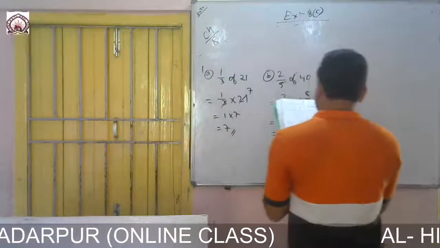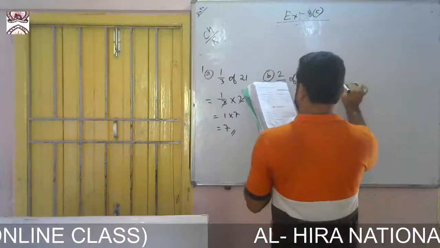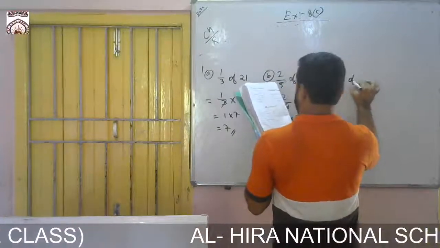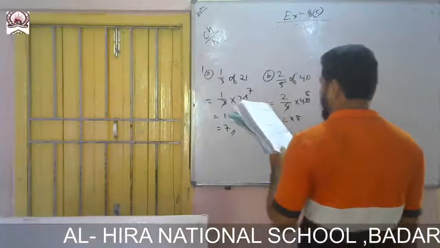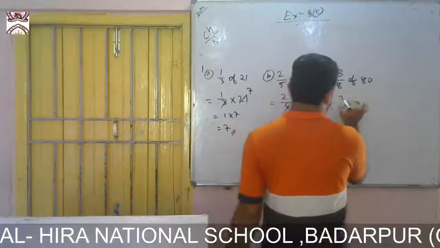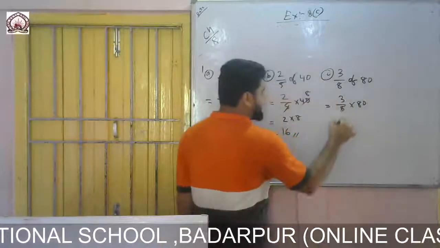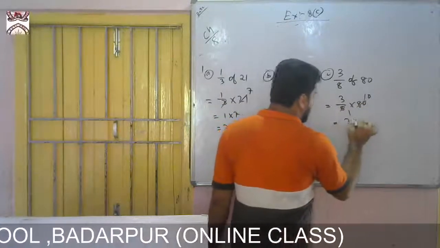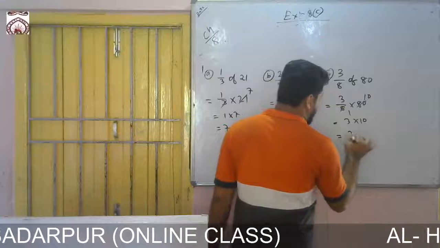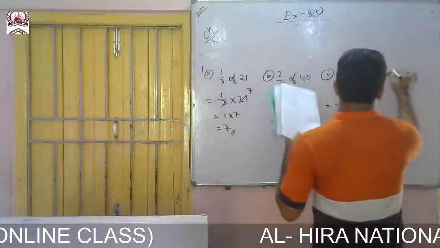Now come to C. C, what is there? 3 by 8 of 80. 3 by 8 of what? 3 by 8 of 80. It will be 3 by 8 into 80. Now what? You cancel it. 8 1s are 8, 8 10s are 80. So 3 into 10, it is what? 30. Okay.